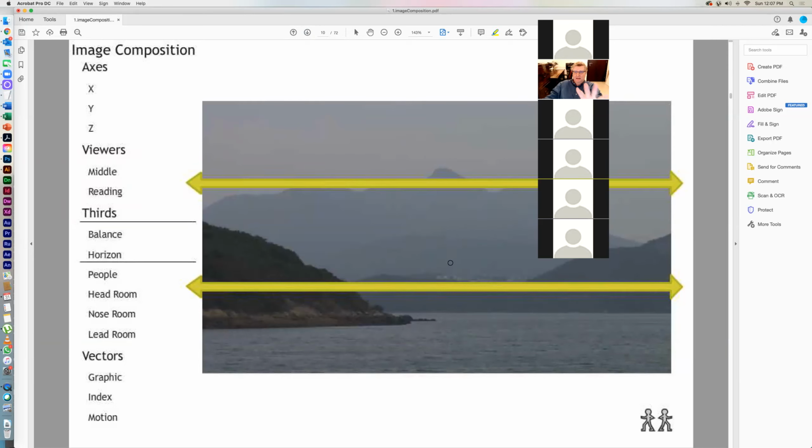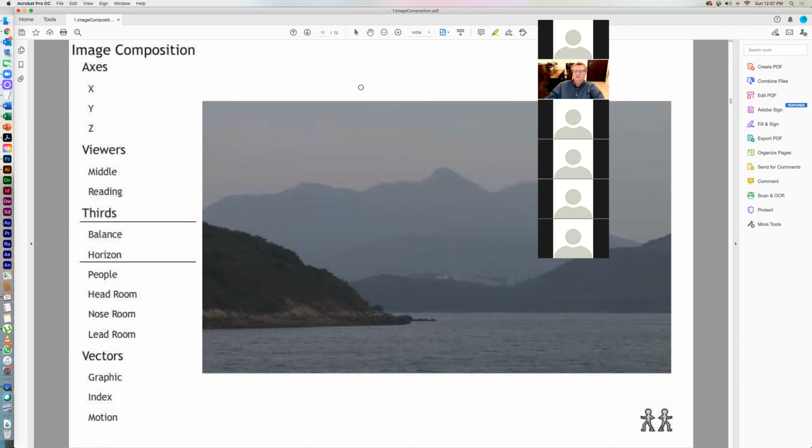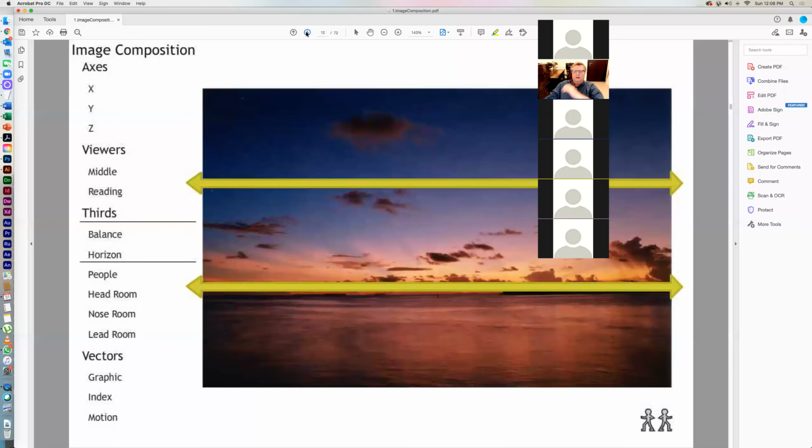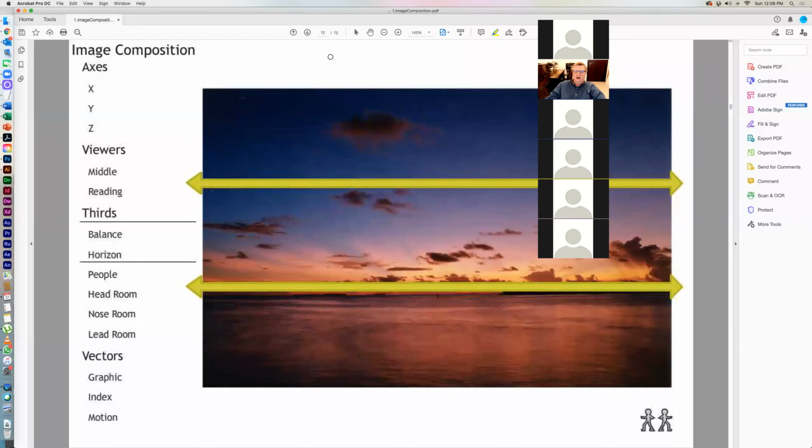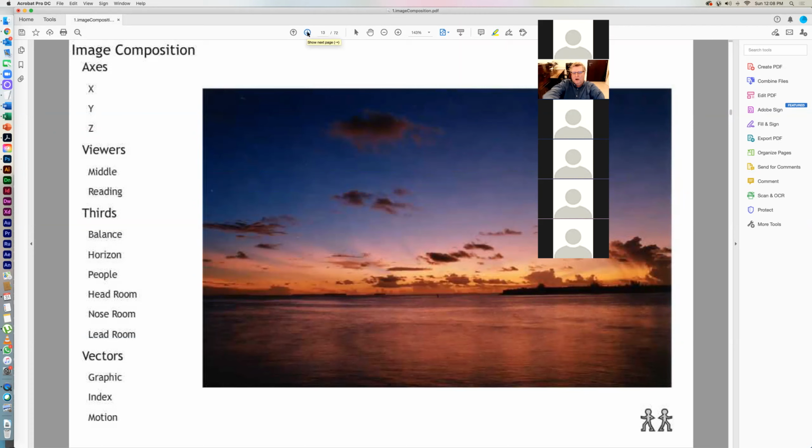So this image, even though it's a very gray, foggy Hong Kong day, has two horizon lines. We have the horizon where the water meets the land, and we have the horizon where the mountains meet the sky. And in this case, the picture gets divided very nicely into those thirds, and so it gives it a nice balance. Whereas if this water line was in the middle, this mountain line would be pushed way to the top. So this emphasizes the land in the middle.